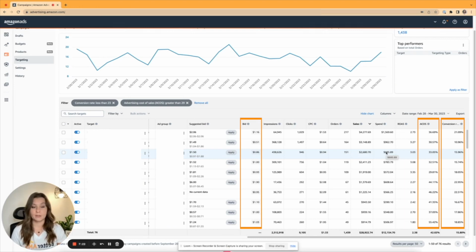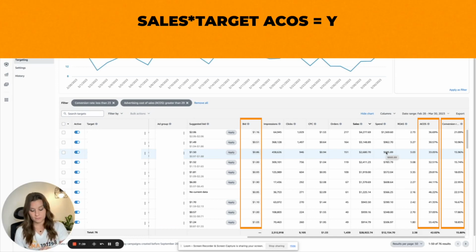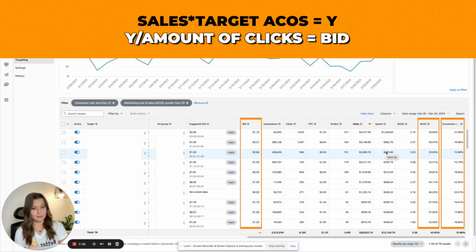And if we want to get real granular on bids so that we're setting our target bid to match our target ACoS, there's an equation we can do. And shout out to Destiny for teaching me this one. It's a real nice hack. You can take the amount of sales, so 4,277.69, and then you times that by your target ACoS. So I'm going to times that by 29%, and then you take that number and you divide it by the amount of clicks. So 1,279, and that tells me that my bid needs to be $1.20.